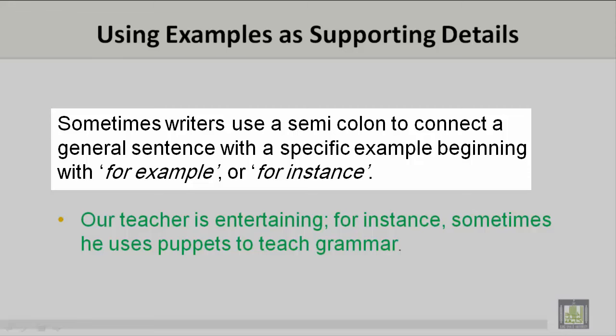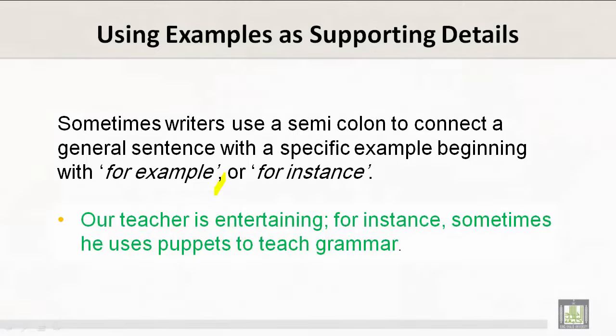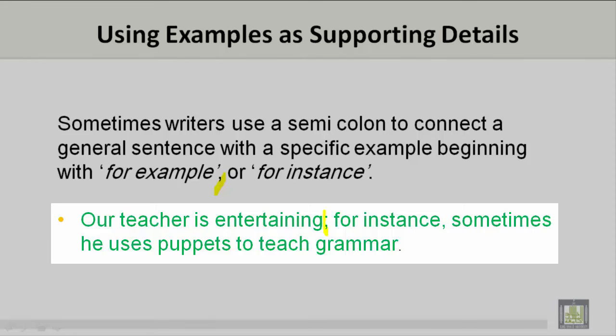Sometimes writers use a semicolon to connect a general sentence with a specific example beginning with "for example," comma, or "for instance." "Our teacher is entertaining; for instance, sometimes he uses puppets to teach grammar."